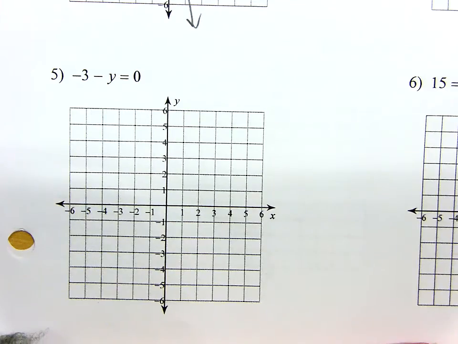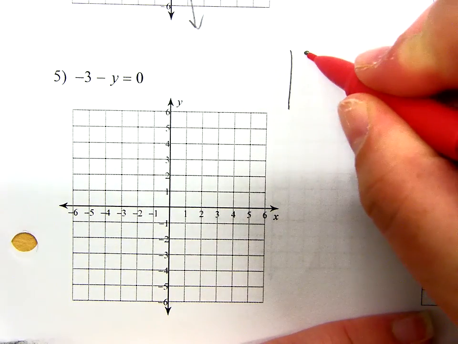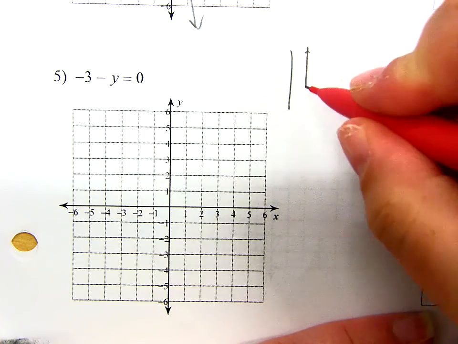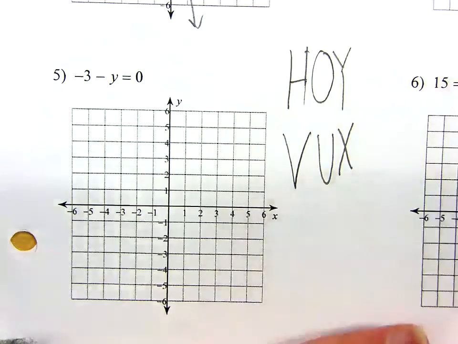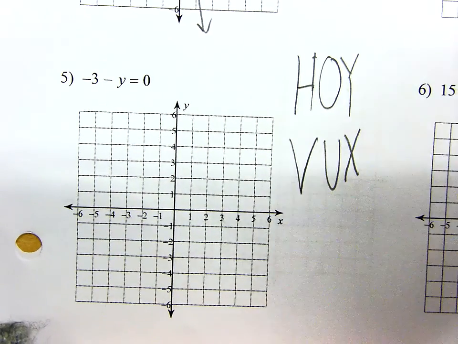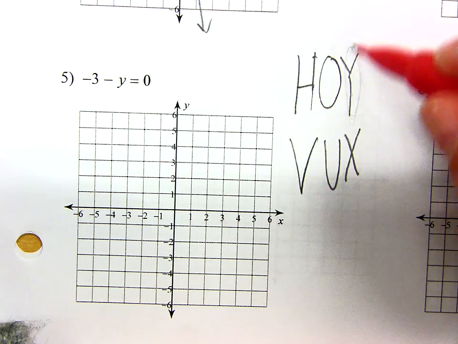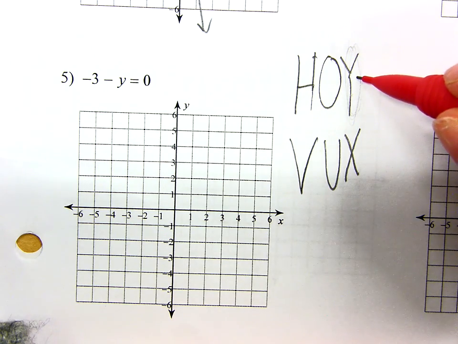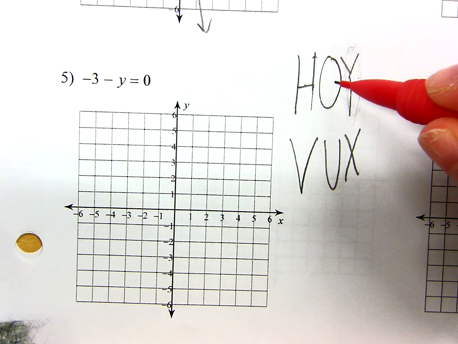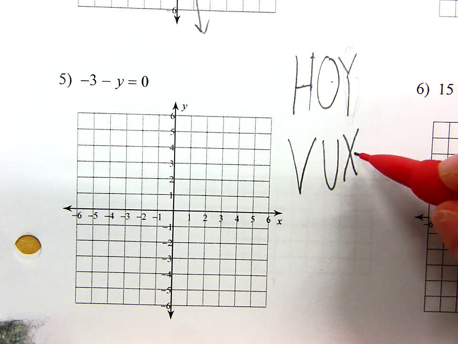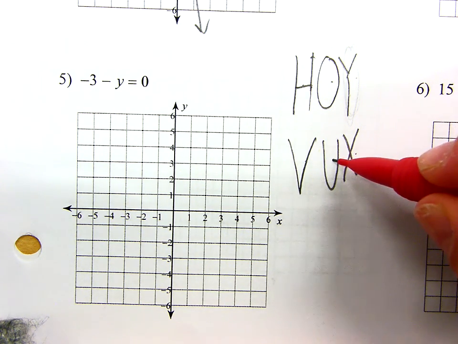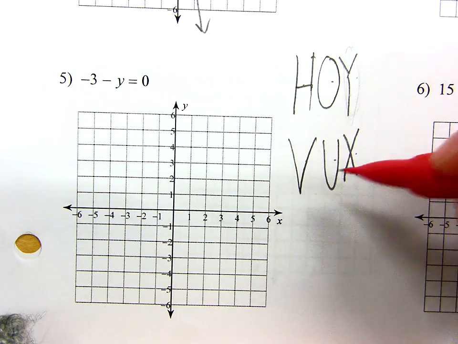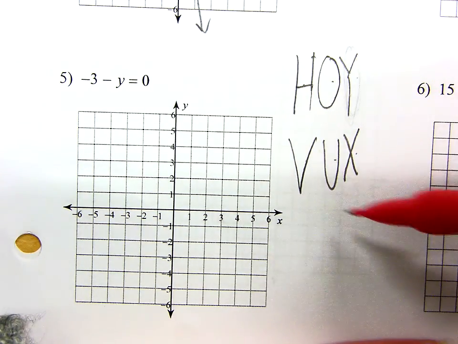Well, if you remember from last week, we had these two fun words: Hoy and Vux. If you have just y equals, you will have a what type of line? Horizontal. And your slope will be 0. If you have just x equals, you will have a vertical line with a slope of undefined. Remember this? So that's where this can come into play.